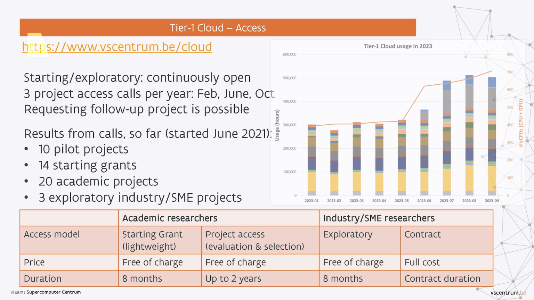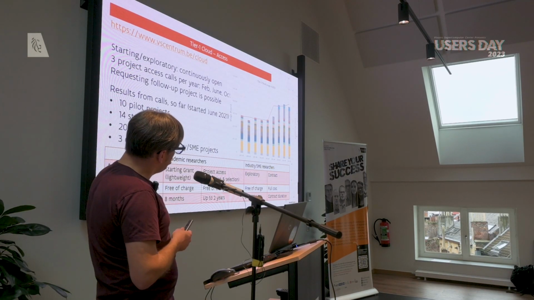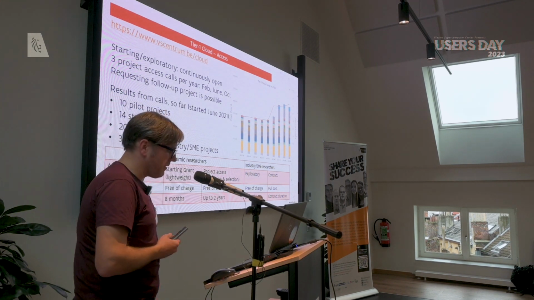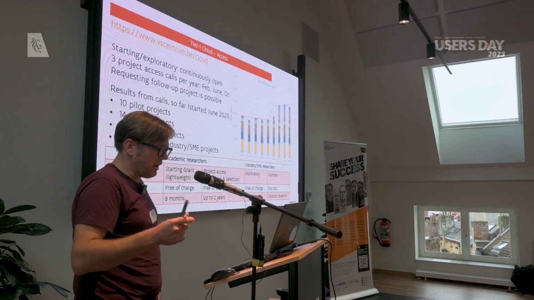And yeah, to give you some idea what users have been doing on the cloud, it's niche, if you want to call it that. As I mentioned, it requires some dedication and some deeper knowledge of what you're doing. So we see it's more concise than the number of compute proposals, for instance. Since 2021, we have 10 pilot projects, 14 starting grants, 20 academic projects, and 3 exploratory industry projects. We see the usage is increasing year over year, but anyhow, it's still limited.